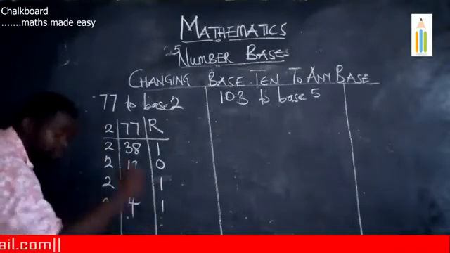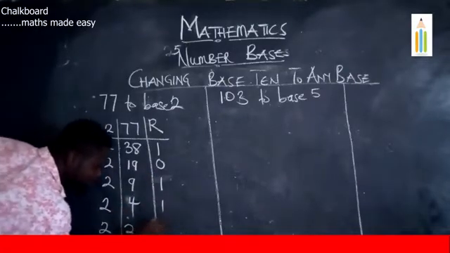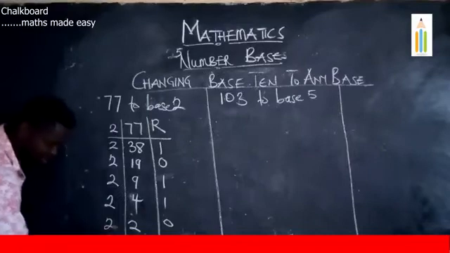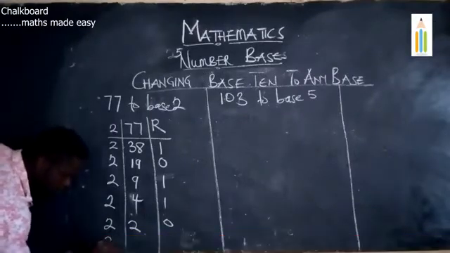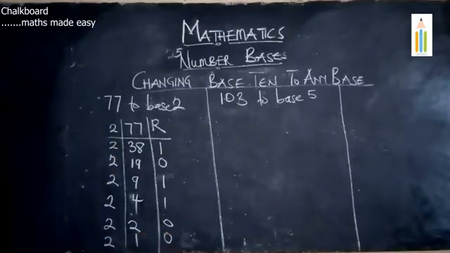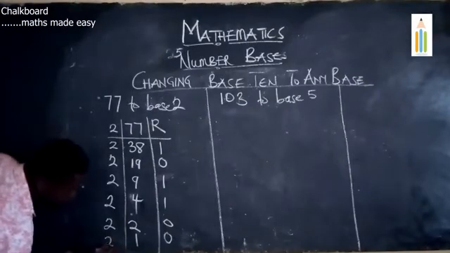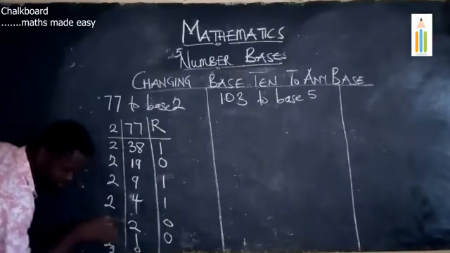Then we continue. 2 times what gives us 4? So 2 times 2 gives us 4. Remember 0. Then the last part of it. 2 times 1 gives us 2. Remember 0. Then from here, 2 times 0 gives us 0. Remember 1.